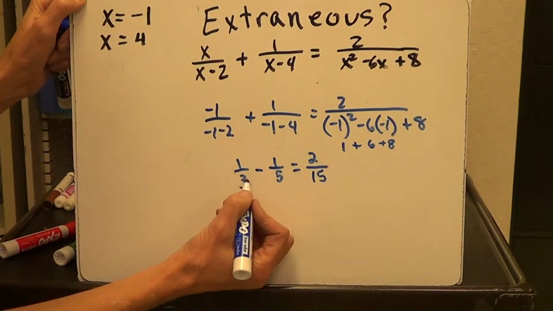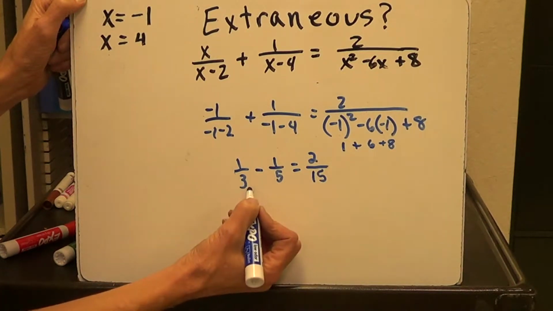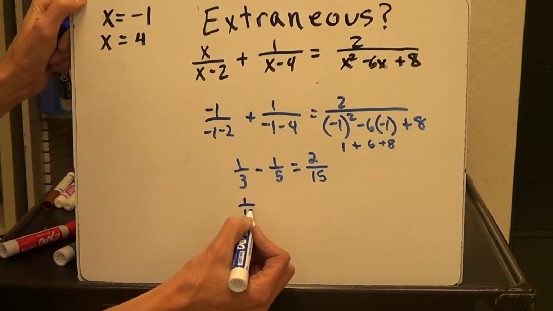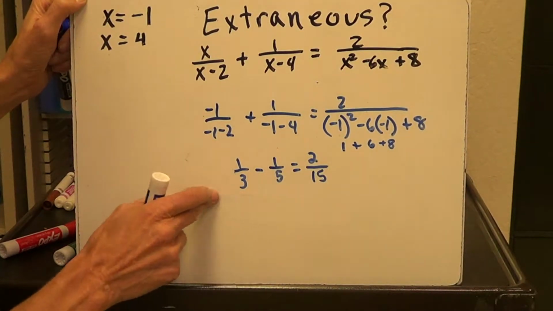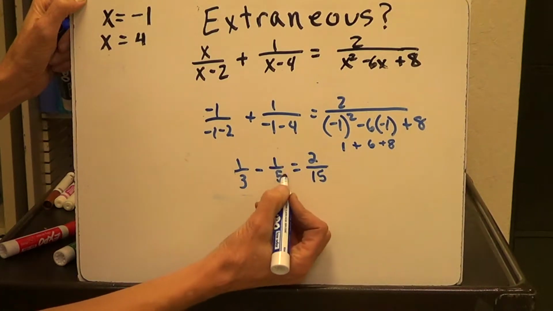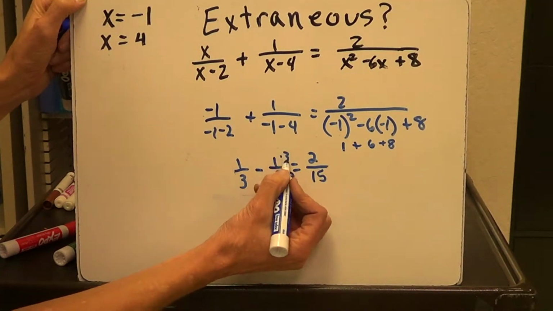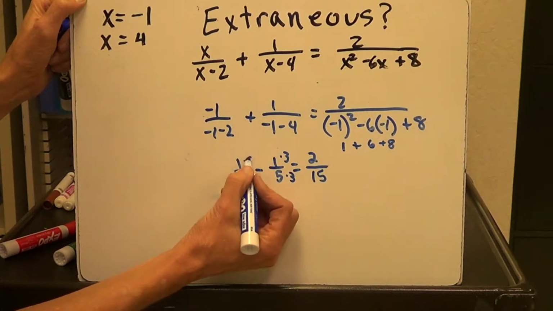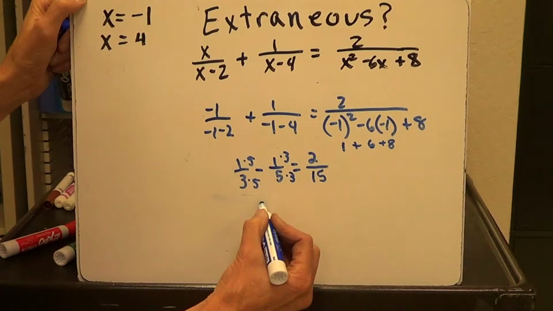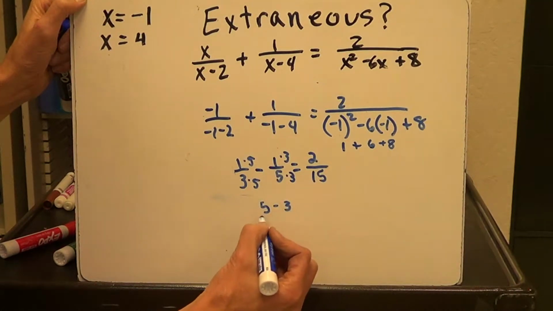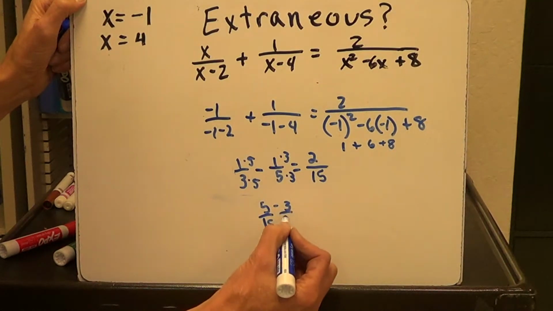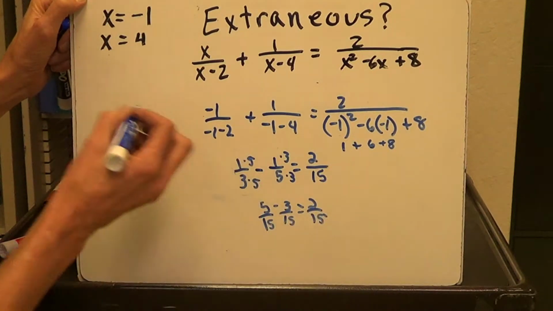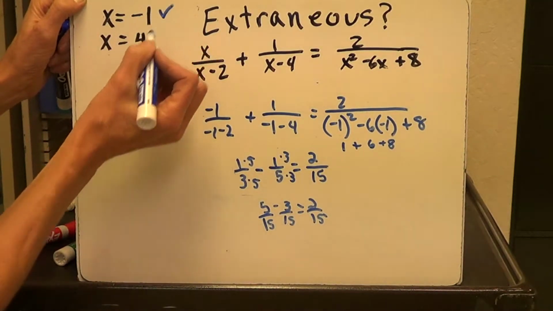Okay? We need to get common denominators, that would be 15, so 1 over 3, let me just do it this way. What times 5 would be 15? It would be 3. What times 3 is 15? 5. So now we end up with 5 minus 3, each of them over 15, and that would equal 2/15. So the negative 1 checks, it works.